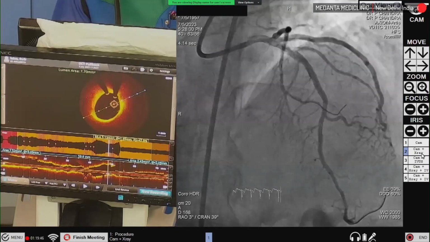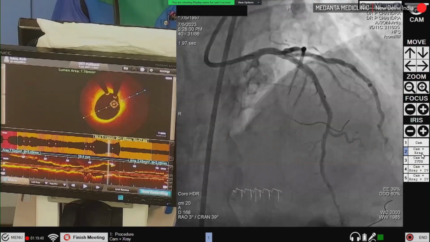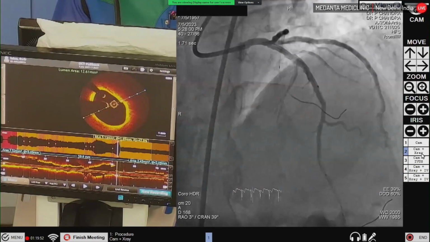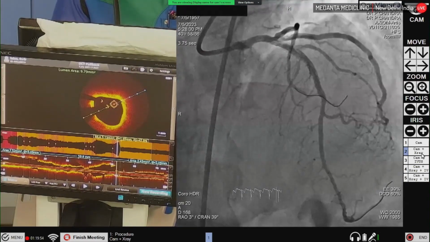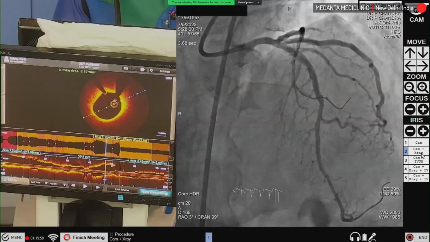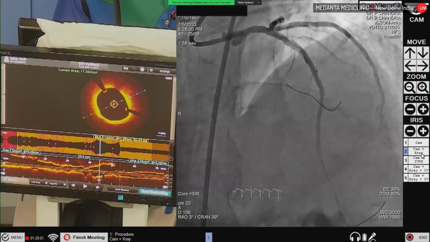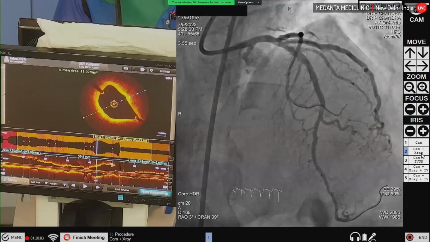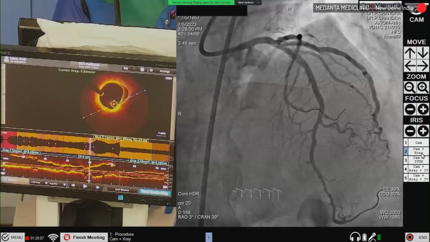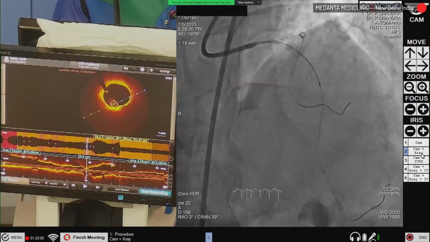Show us. So from the left main, go down. Go distally. Go distal. Go distal. Go distal.